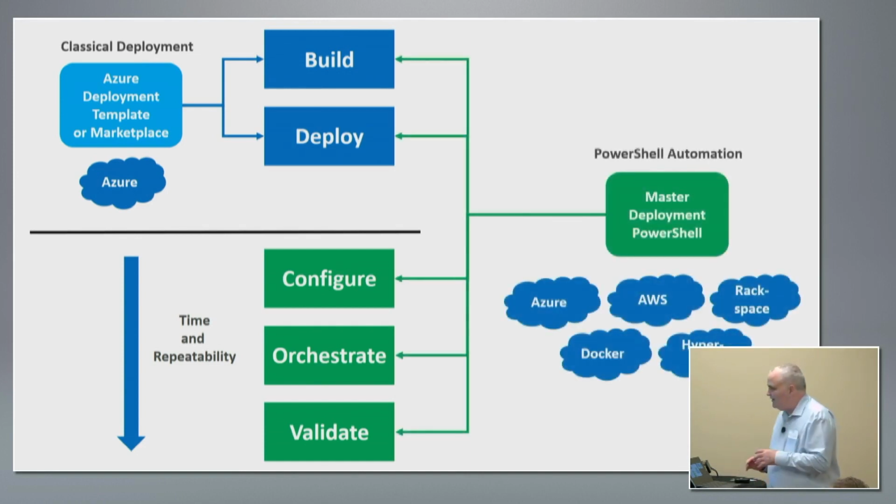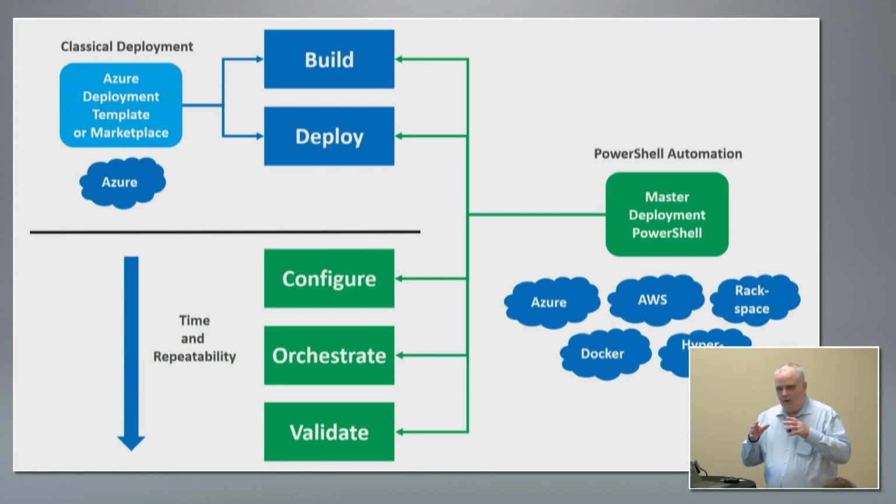So what we've done is invested fairly heavily, and soon to be even more heavily, in something we call master deployment. Master deployment is a PowerShell script. We're changing it from a script into a SaaS, but that doesn't interest you. Today it's a PowerShell script. And unlike deployment templates in Ansible and Chef and Puppet, it can go beyond build and deploy. It can do configure, orchestrate, and validate. And more importantly, it can do it in more places.